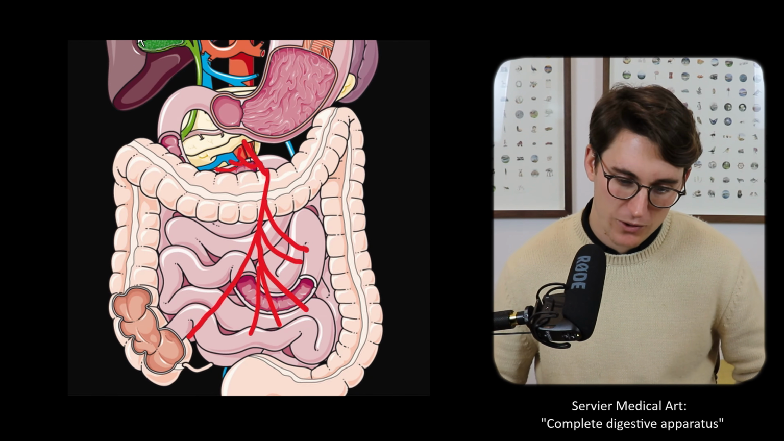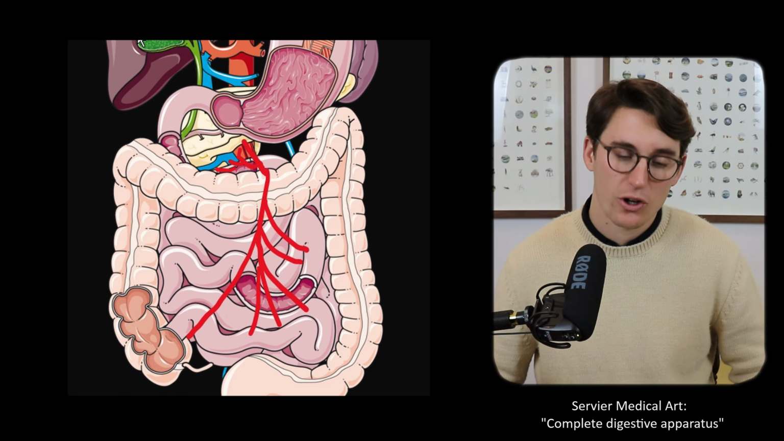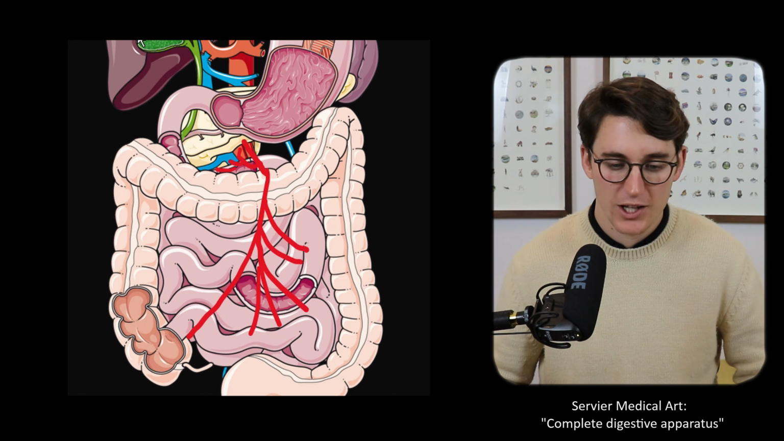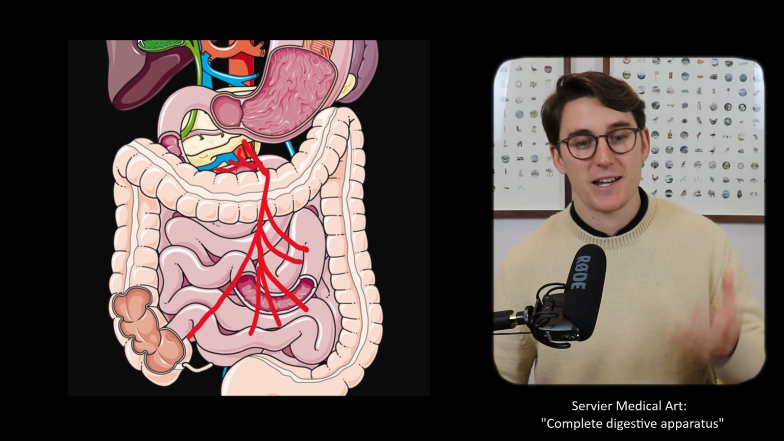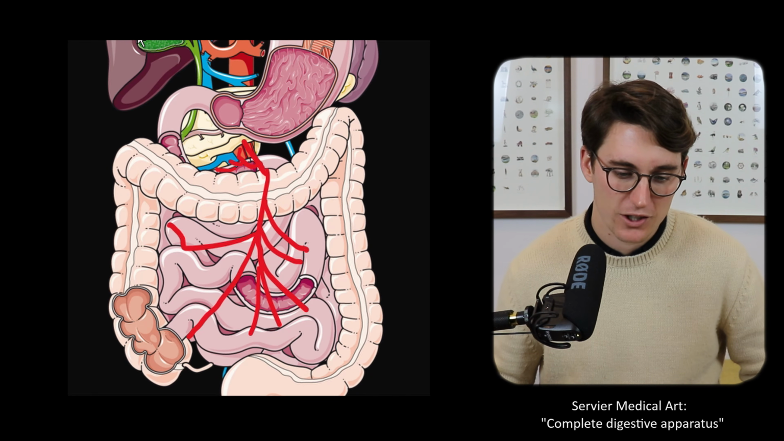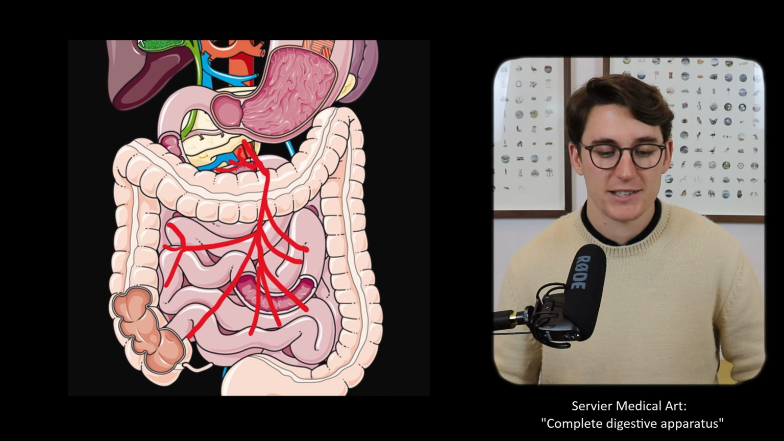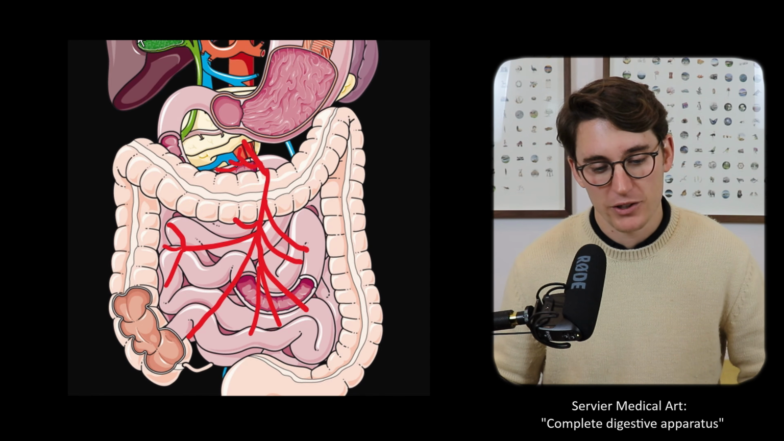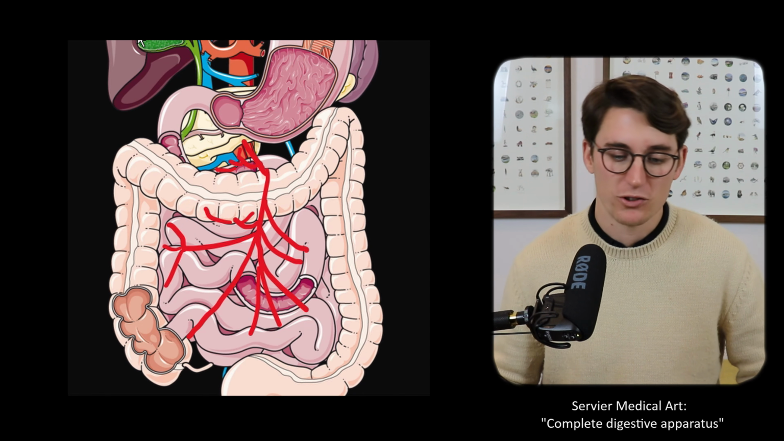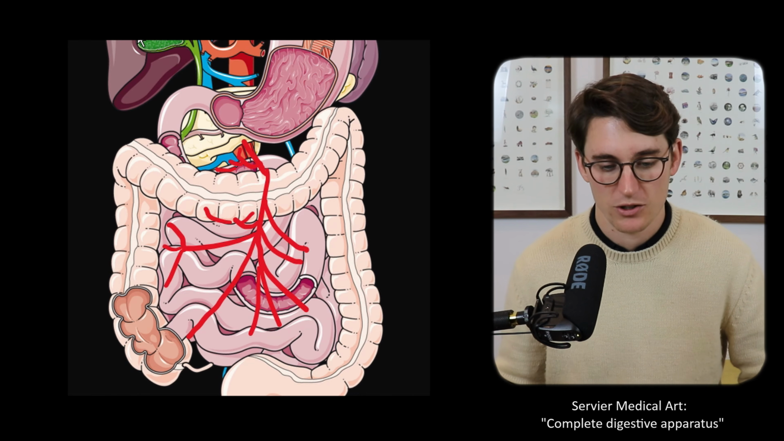If we were to follow that SMA all the way down, we can see our ileocolic artery coming down. We need to then supply our ascending colon, and that's our right colic artery. It's going to give off blood to that ascending colon. And then we have a middle colic artery supplying blood to those first 2/3 of our transverse colon.